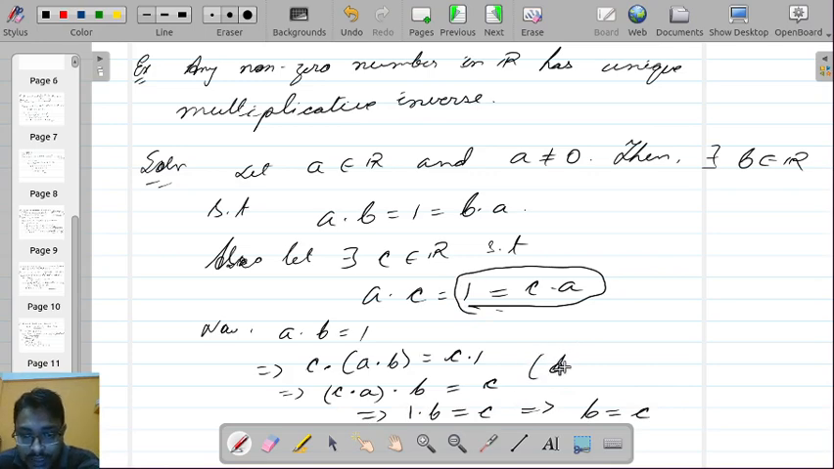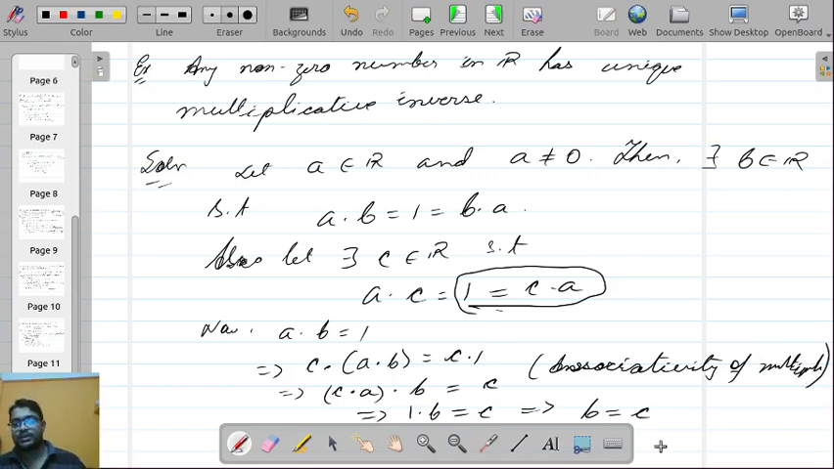So please keep on writing these properties that we are using. Okay, these are very important. So here this is associativity of multiplication. Right, you write it properly. So here we see that the multiplicative inverse in R is actually unique.